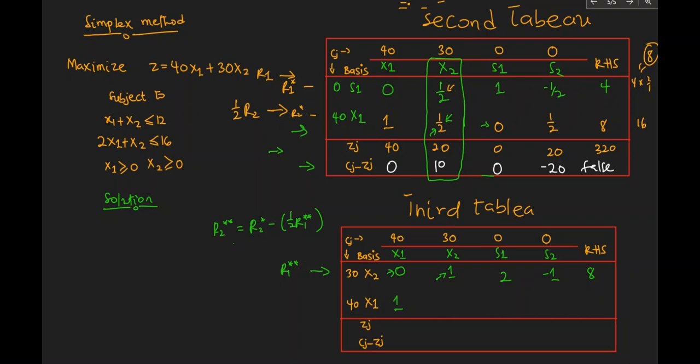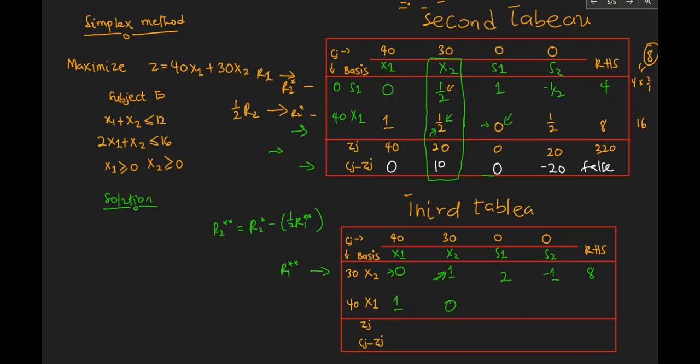Now the R2 star value will be half, and then that will be minus half multiplying 1, which is this one here. So when I do that, you are going to get 0 here. Do you get it? So let's do it for the remaining ones. That one also, we are going to have this 0 here.